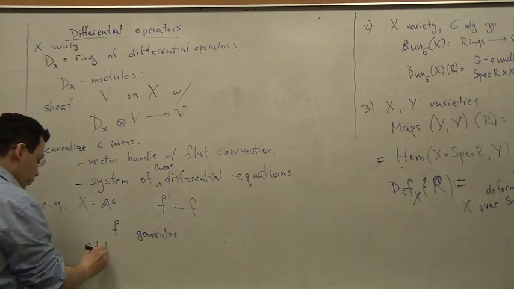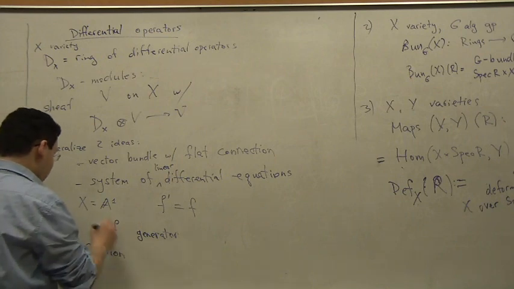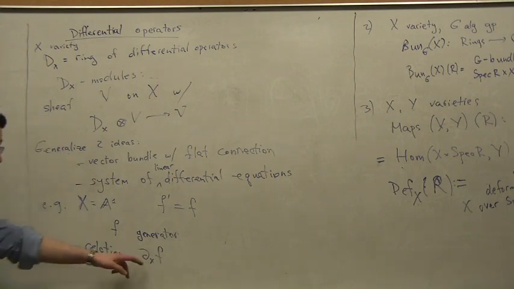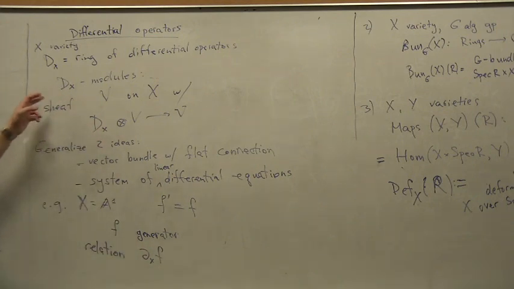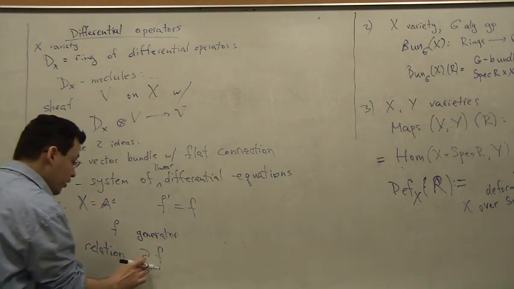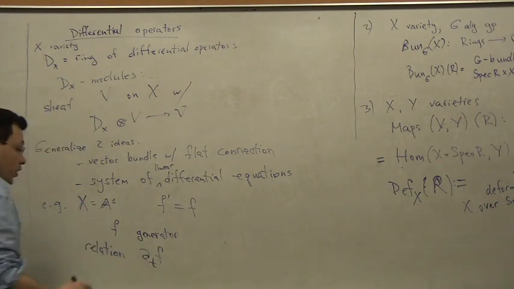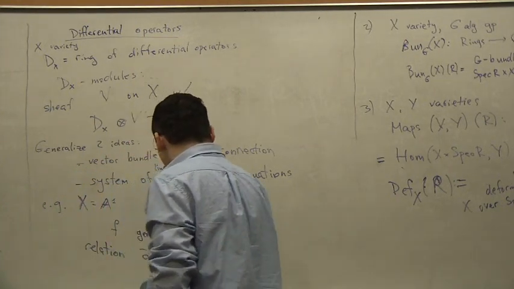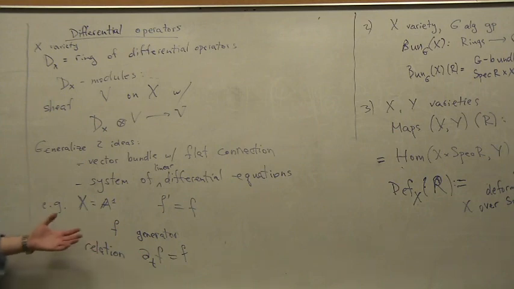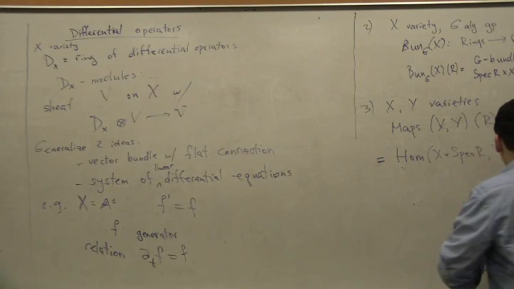And the relation would be that d sub x applied to f, so this d sub x is the thing corresponding to the vector field with, let's say we picked a coordinate called x, maybe I'll call it t, on A1, that this is equal to f. And so this generates some D module. And so solutions are exactly maps from this into the structure sheaf as D modules. So this kind of gives a coordinate-free way of talking about these things.